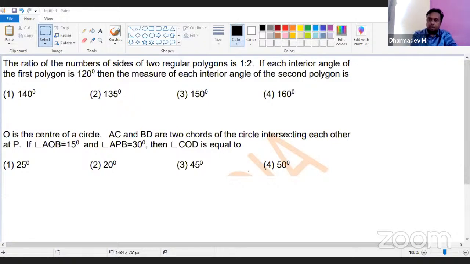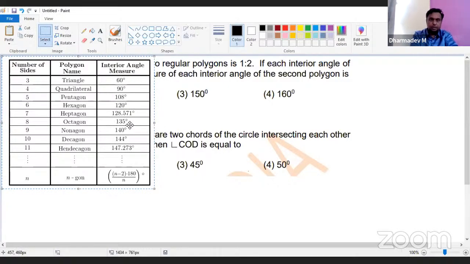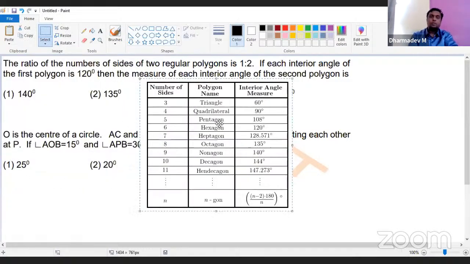Okay, it's fine. I hope the screen is visible. I'm just sharing a picture. I hope you're able to see it. So when I take a triangle, each angle of the triangle will be 60 degrees. Okay, the first side is 120.